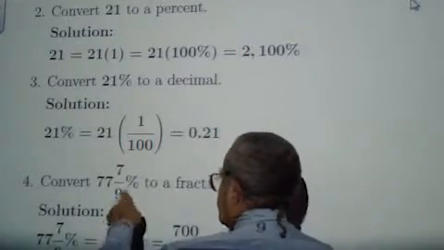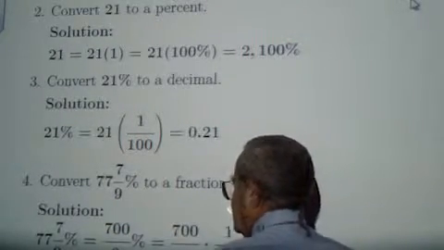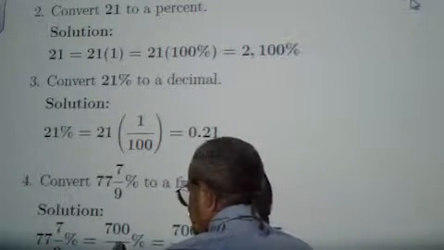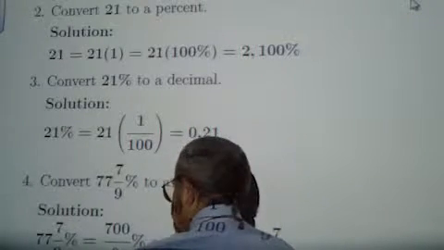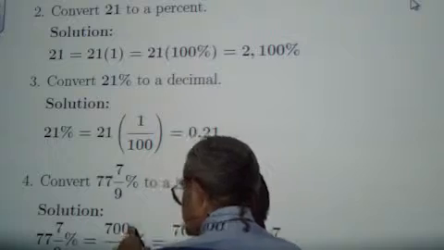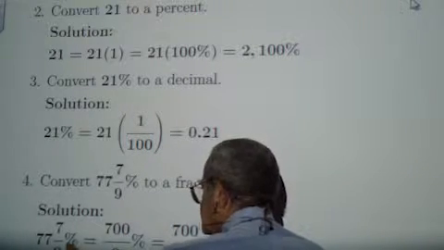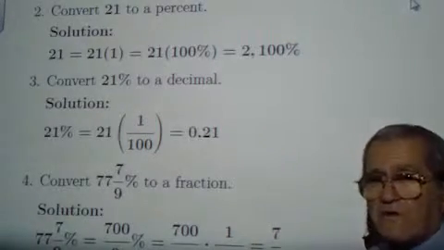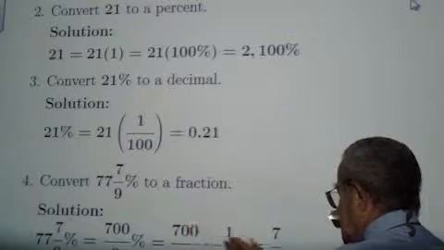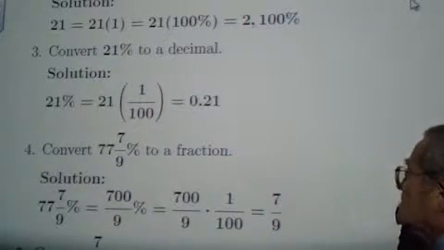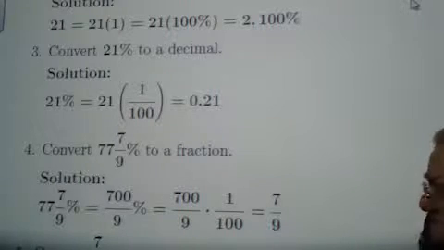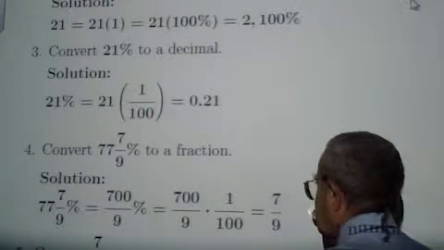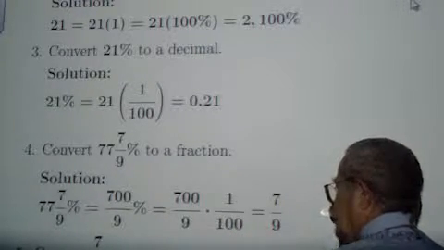Convert 77 and 7/9% to a fraction. First convert 77 and 7/9 to a mixed number, to a fraction. 9 times 77 plus 7 is 700 over 9. We still have the percent sign, which means we divide by 100 or multiply by 1 over 100, and we get 7 over 9. You can look at that for a few seconds. So you have 700 over 9 over 100. The 100 drops out. You're left with 7 over 9.